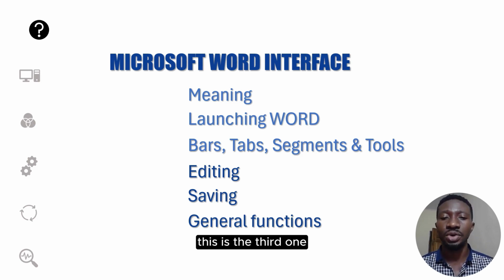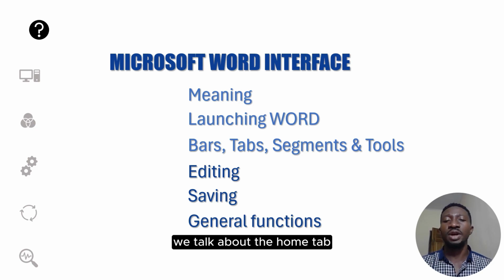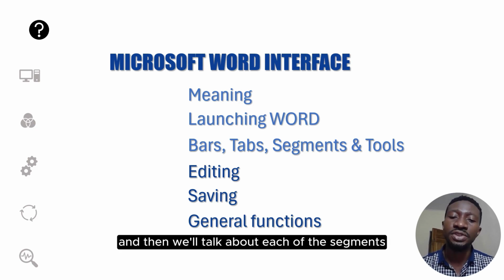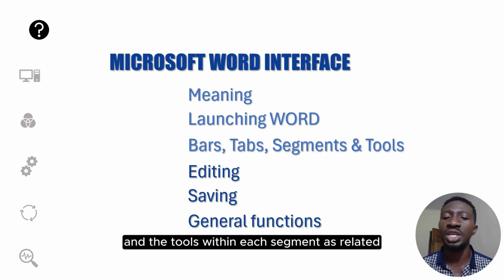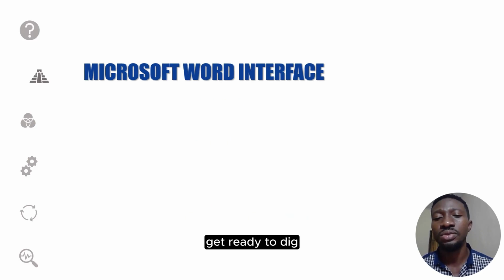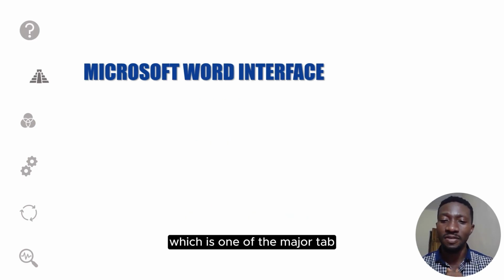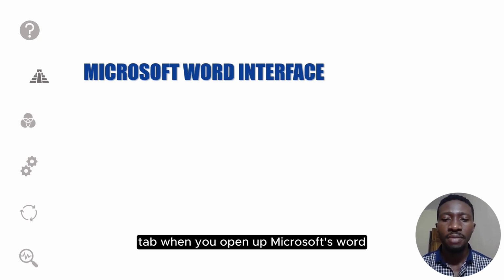This is the third one, and we'll be talking about the home tab, which is one of the major tabs. We'll talk about the home tab, and then we'll talk about each of the segments under the home tab, just like we did in the file tab, and the tools within each segment. So basically, in this video, get ready to dig deep into the home tab, which is one of the major tabs. As a matter of fact, it is the initial tab when you open up Microsoft Word.